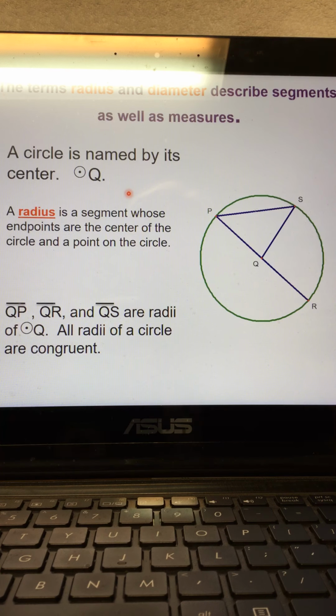Radius. A radius is a segment whose endpoints are the center of the circle and a point on the circle. So radius is what we're going to be using today, from the center to a point on the circle. And hopefully you can see in this slide that from Q to P would be a radius, from Q to R would be a radius, and from Q to S would be a radius, and the plural of that is radii. So these are segments, so I put bar marks over them, and all of the radii of a circle are congruent because they are equidistant from the center of the circle.